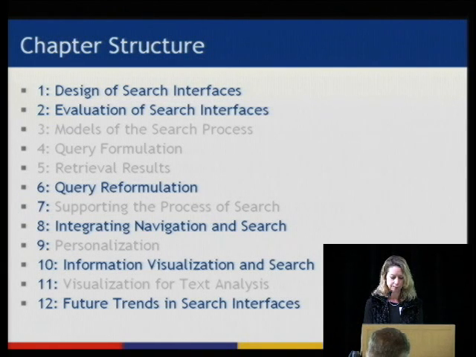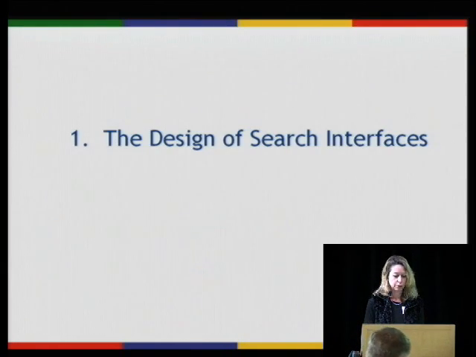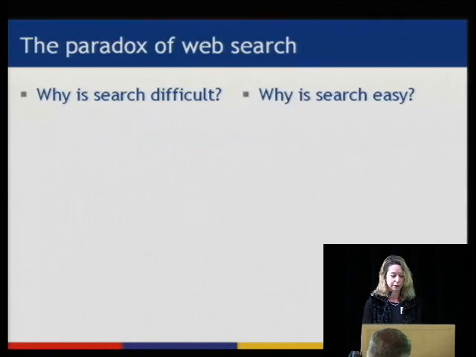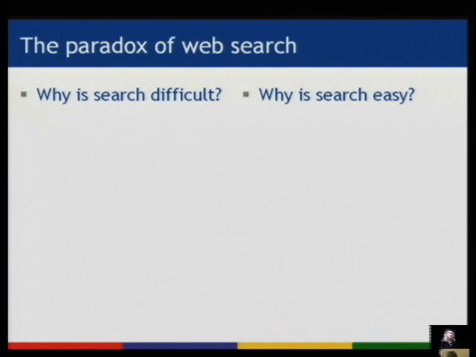Okay. So the design of search interfaces chapter, I'm not going to go through all of the points there. Instead, what I want to do is ask you, the audience, since a lot of you are very knowledgeable about search interfaces, as some of the specialists of Google Search are here in the audience, to answer this question for me. Why is search difficult, and why is search easy? If you had to write this book, what makes web search in particular, let's say, difficult from a usability perspective, and what makes it easy?